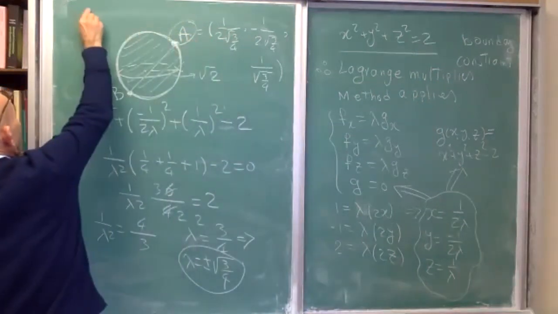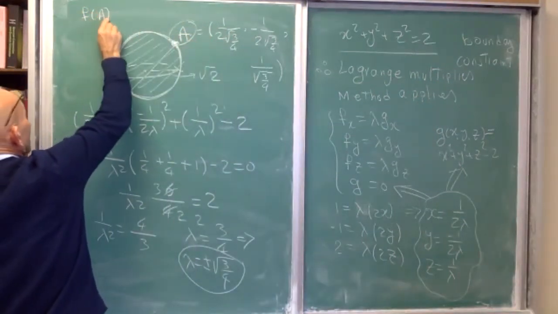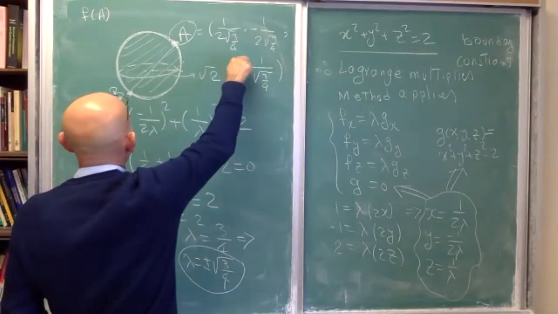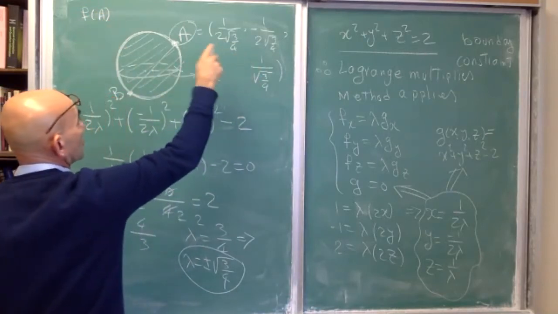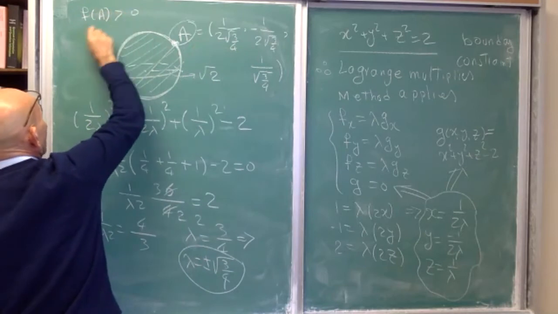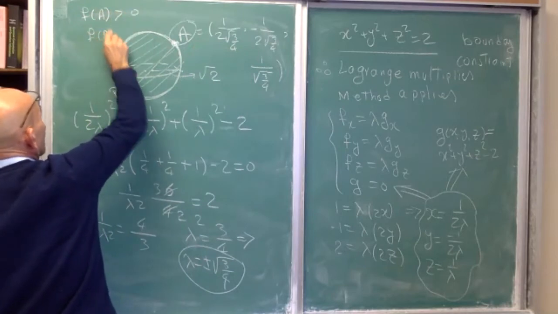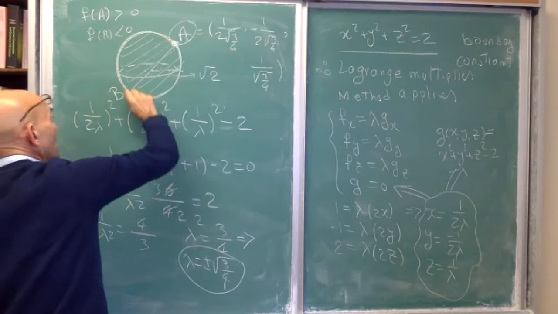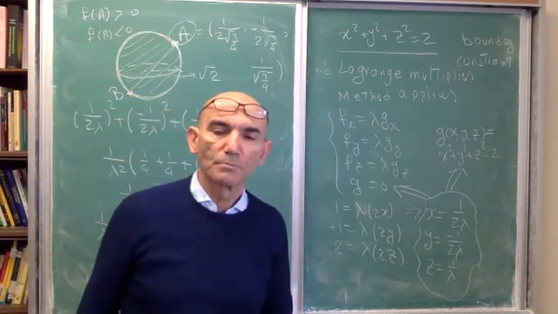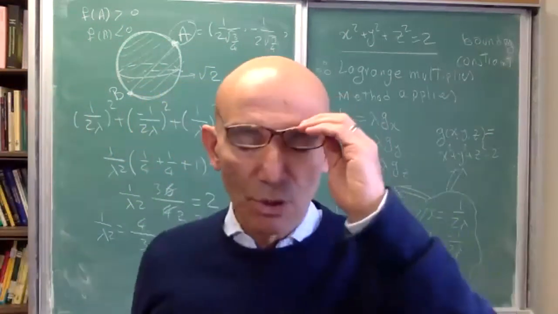Now, the maximum is this point, because f of a actually turns out to be positive, and the value of f of b turns out to be negative. So this is maximum, this is minimum.